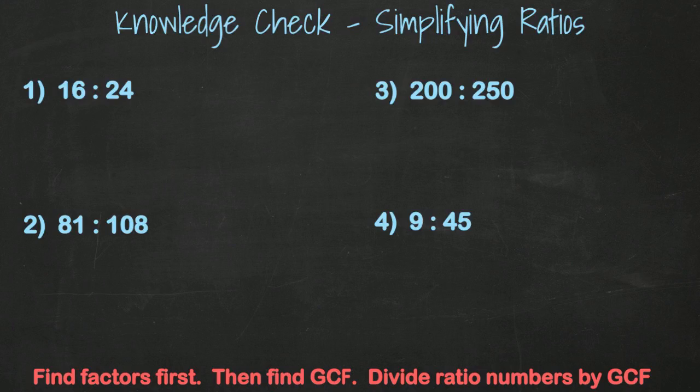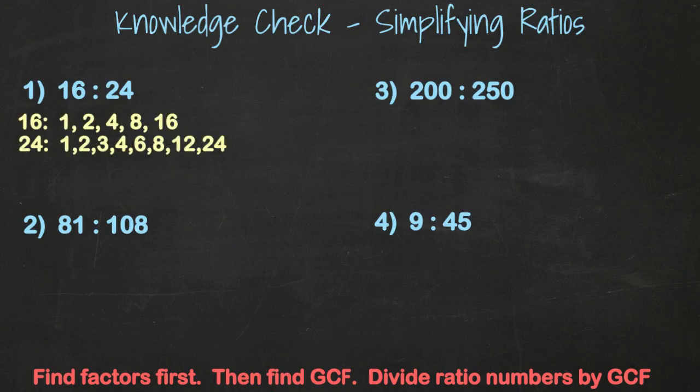Example 1. Simplify the ratio 16 to 24. The factors of 16 are 1, 2, 4, 8, and 16. The factors of 24 are 1, 2, 3, 4, 6, 8, 12, and 24. The greatest common factor between these two numbers is 8.